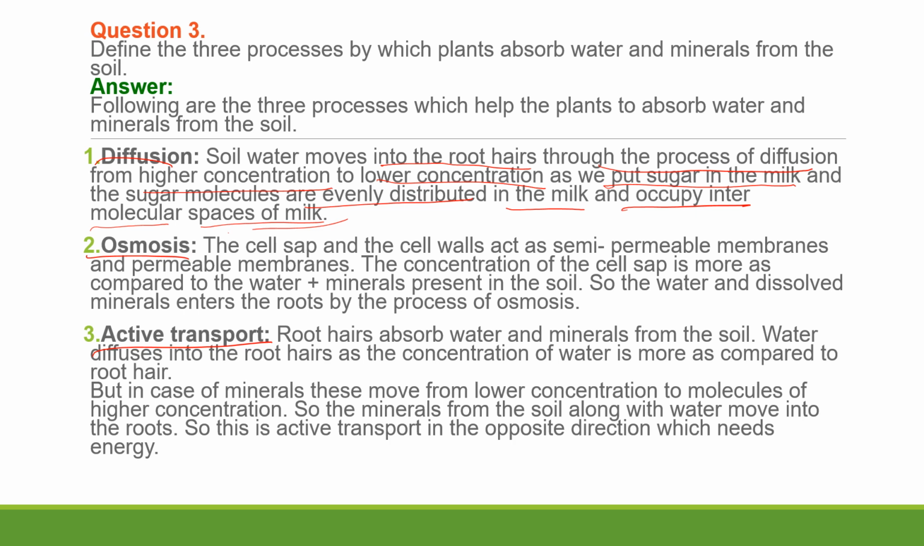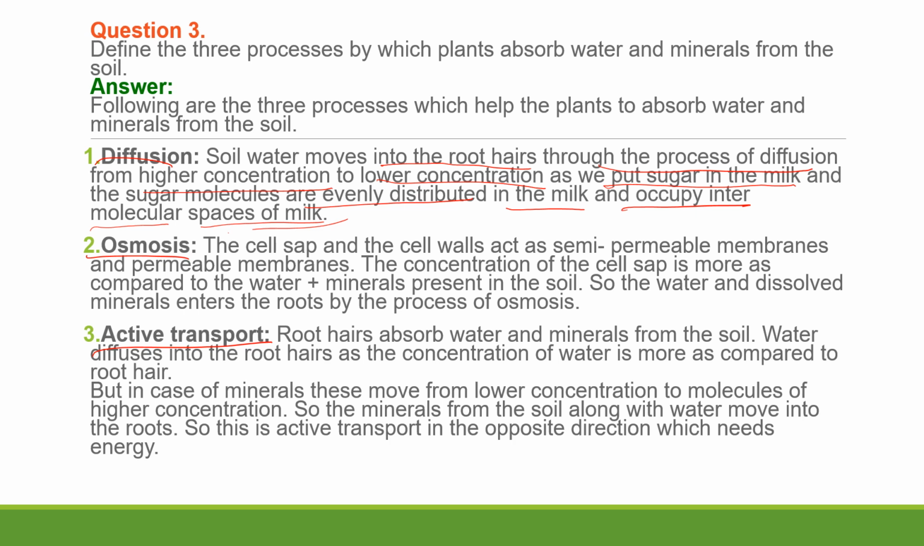So like this only, the diffusion is that the soil water moves into the root hairs. The process of diffusion is from higher to lower concentration. Okay, so the concentration in the cell sap in the root hairs is higher, and outside is lower. So from higher to lower concentration it will move.